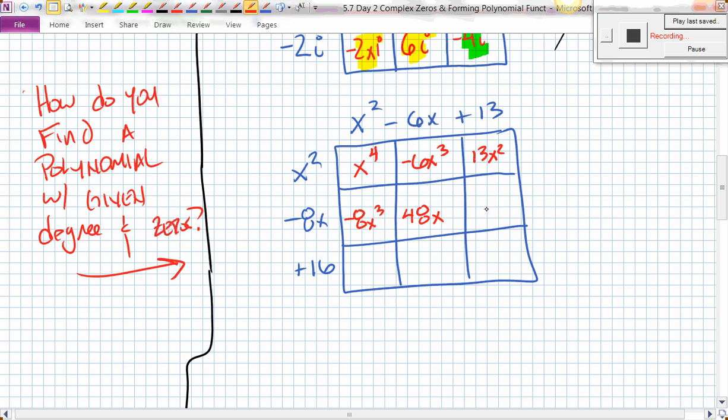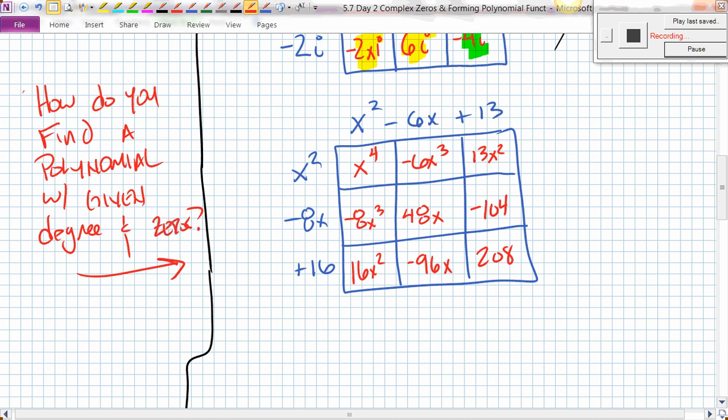8 times 13 is 94. Negative 94x. Let's see here. So this is 16x squared. This is going to be 60 and 36, 96. So negative 96x. And then, let's see here. 16 times 13, is that 208? This is not 94. This is 104. Negative 104. Negative 104. There we go. Yeah, because 80 and then 24. Yeah, negative 104. Sorry about that.